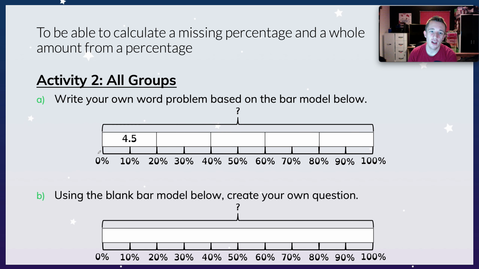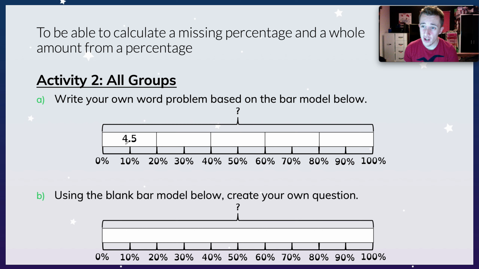Okay, straight into activity 2. Now, there's not really a question to answer here. Using this, we're not going to worry about the bottom one. Using this bar model here, I'd like you to write out your own question. And I would like you, if you can, to write a word problem about it. So you can see here, it's split into 5. Each of these is worth 20%.